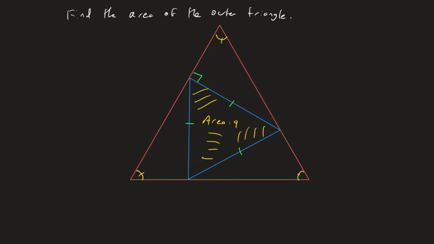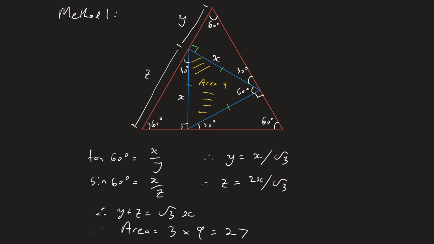Today's problem is to find the area of the outer equilateral triangle, given that the inner equilateral triangle has area 9. First, we establish that these three triangles are the same.